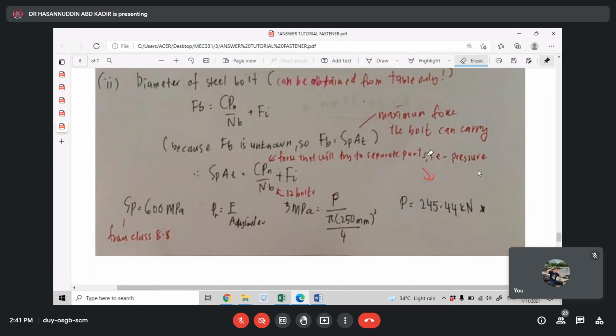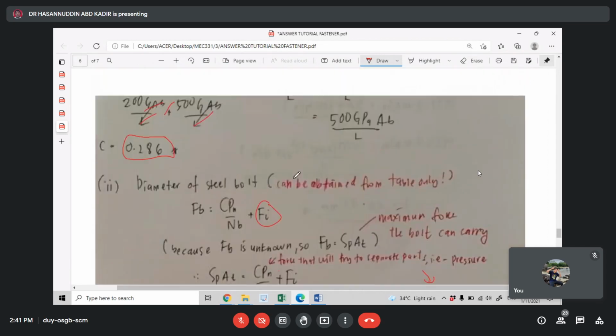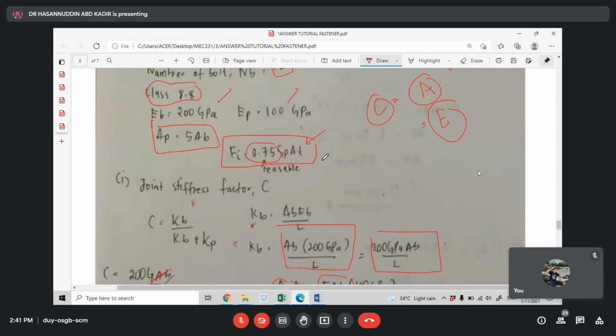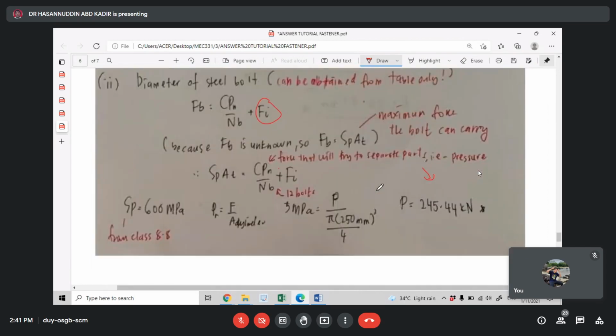Okay, they explain this one further. So FI, please remember, we use the FI from the upper part earlier. FI is 0.75. Okay, this one converts first from stress to force. Then please remember that this one is the maximum force the bolt can carry, FB. Then CP we get from here. FI and B is 12 bolts.